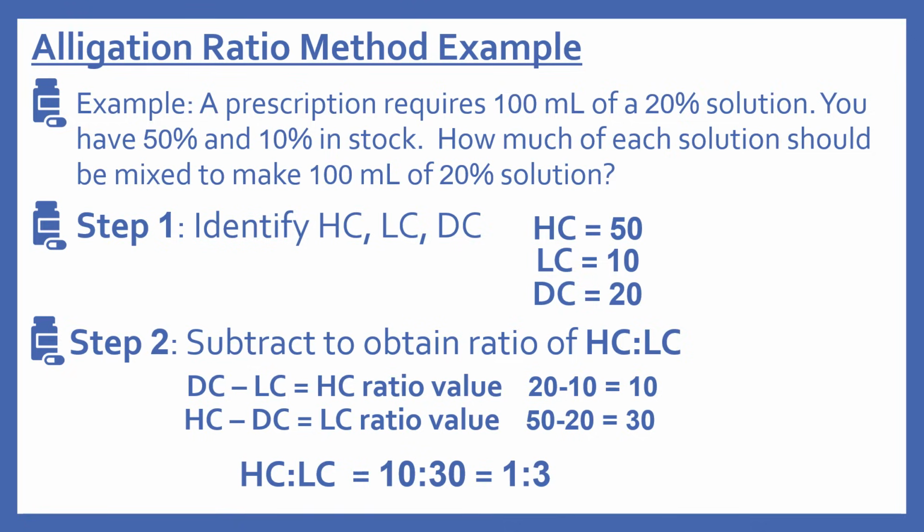Now we're going to subtract to obtain the ratio of HC to LC. So the DC minus LC will be 20 minus 10, and that will give us 10. And then the HC minus the DC will give us the LC ratio value. That will be 50 minus 20, so that equals 30. So our HC to LC, our high concentration to low concentration ratio, will be 10 to 30, or you can reduce that to 1 to 3, but you don't have to reduce it. You could go with the 10 to 30, but I just reduced it to keep the numbers more simple.